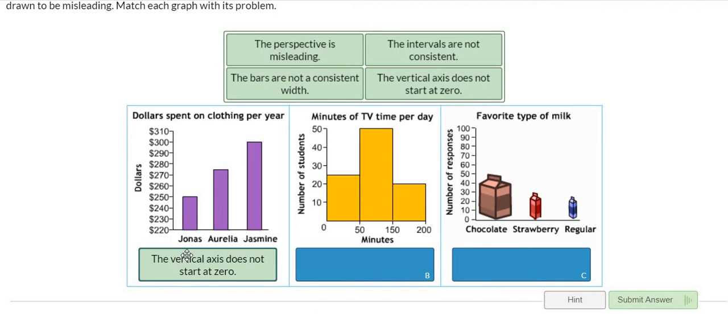I think it's the intervals are not consistent. Here it went from 0 to 50, so it should go to 100 next. Did it go to 100? No, it didn't go up by the same amount. So the intervals are not consistent.